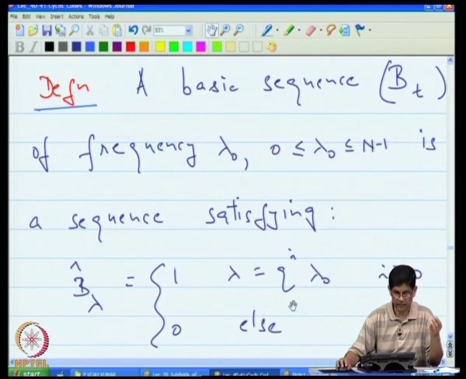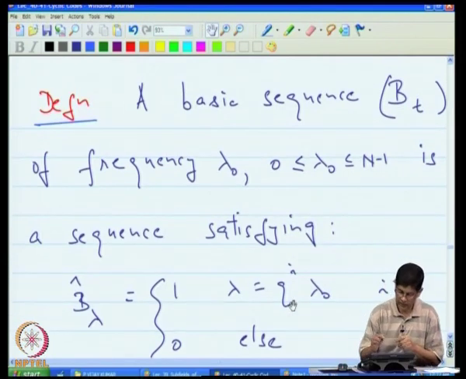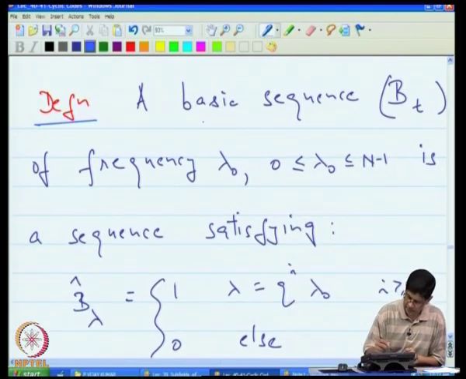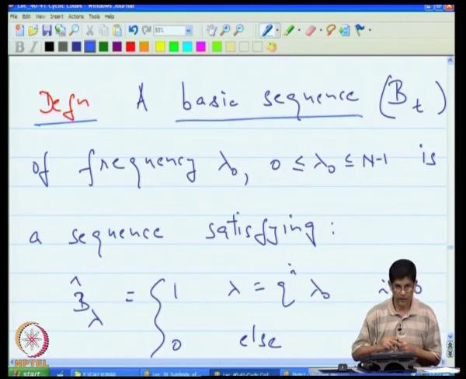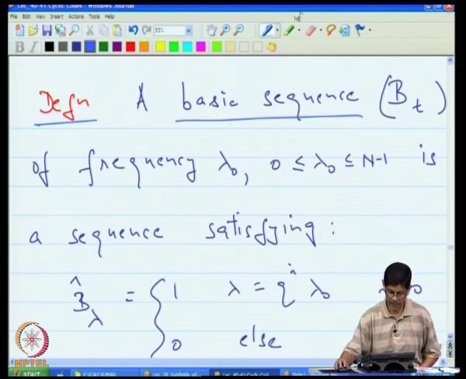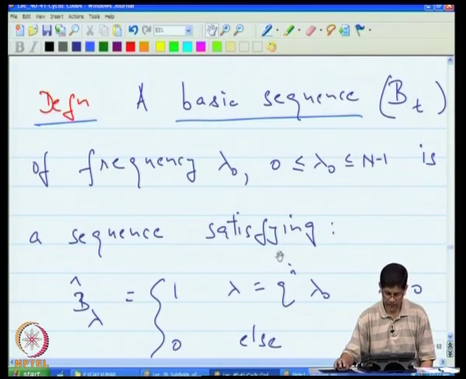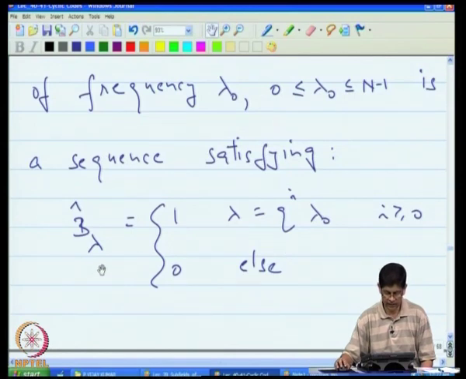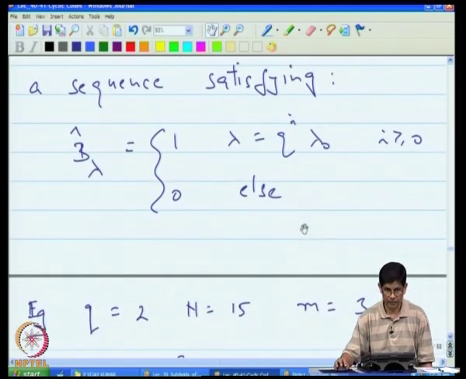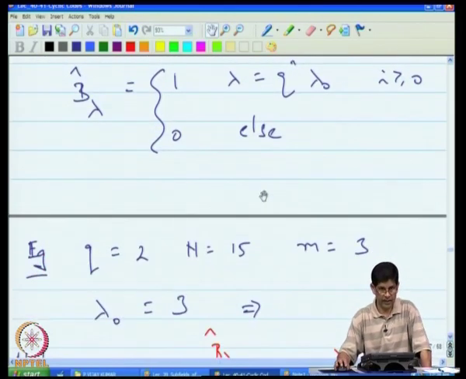So, in this setting we are going to define something that is called a basic sequence. A basic sequence of frequency lambda naught, where lambda naught lies between 0 and n minus 1, is a sequence satisfying that b hat of lambda is 1 whenever lambda is either lambda naught or else a conjugate of lambda naught, meaning that it is some power of q times lambda naught, and it is 0 everywhere else.